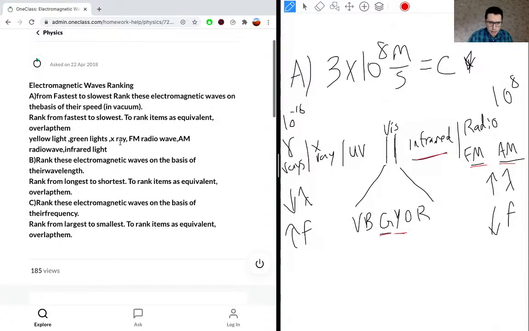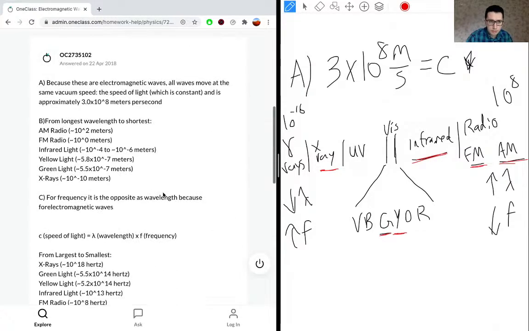And then X-ray is the last one. So that's the order that it goes. And then for frequency, it would just be opposite. So we start with X-ray, then green, yellow, infrared, FM, then AM.